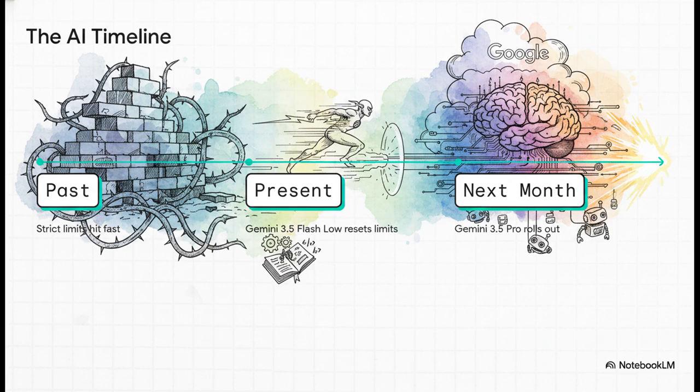Think about it. In the past, we hit that wall of strict limits. Today, the Flash Low update hits the reset button and gives us room to breathe. And next month, Google is dropping the massive Gemini 3.5 Pro model. So, learning the ropes on the low setting right now is setting you up perfectly to crush it with the Pro model when it drops.